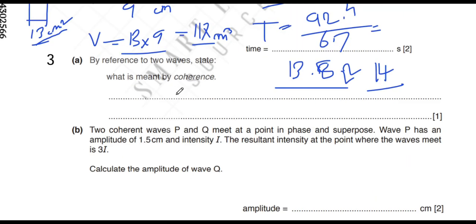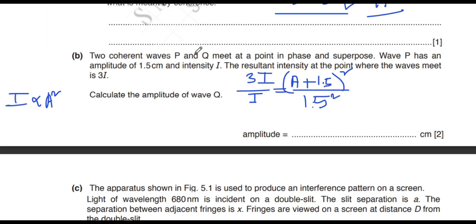Next, what is coherence? Coherence is obviously that the phase difference between the two waves should be constant. Whenever the phase difference is constant, that time the two waves are coherent. Next question was about the two waves P and Q meeting at a point, and they're in phase and superimpose. Wave P has an amplitude of 1.5, intensity I, but when the waves meet, the resultant wave has an intensity of 3I. So what would be the amplitude of wave Q?